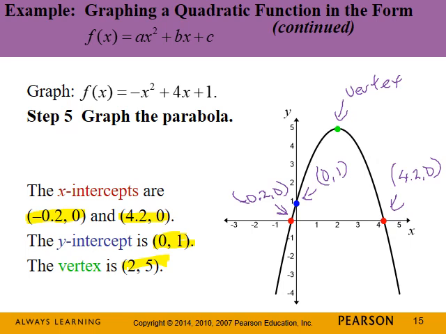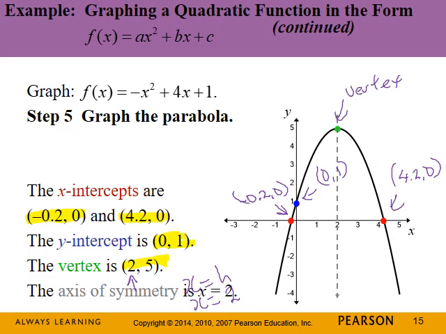And we also have an axis of symmetry. Remember, your axis of symmetry is your x equals h. Well, what is h? H is the x value in your vertex, so that's 2. So we're going to have to draw a vertical line to represent x equals 2. So no matter what y equals, x will equal 2. So this dashed line represents our axis of symmetry.